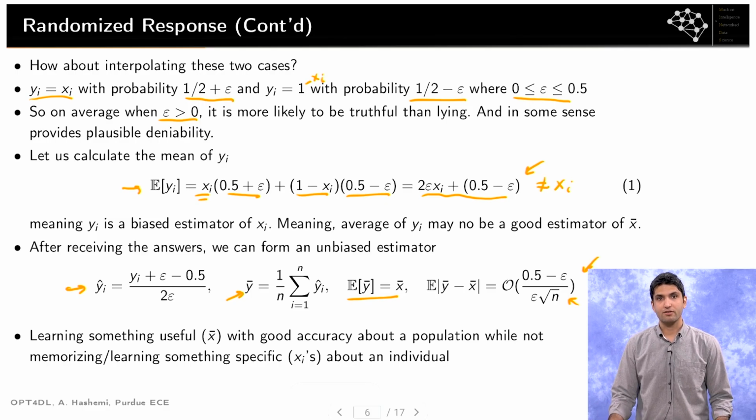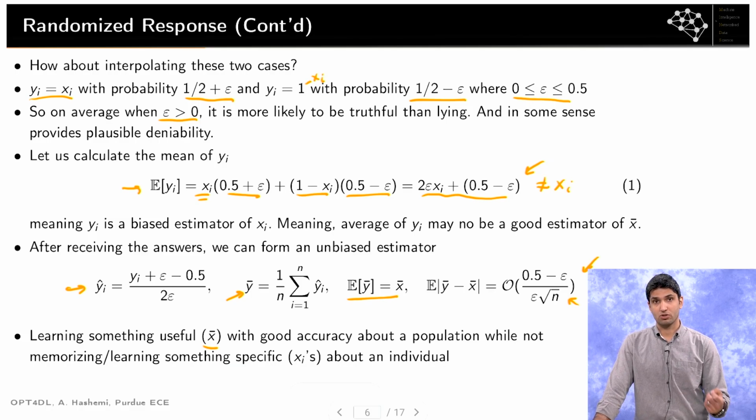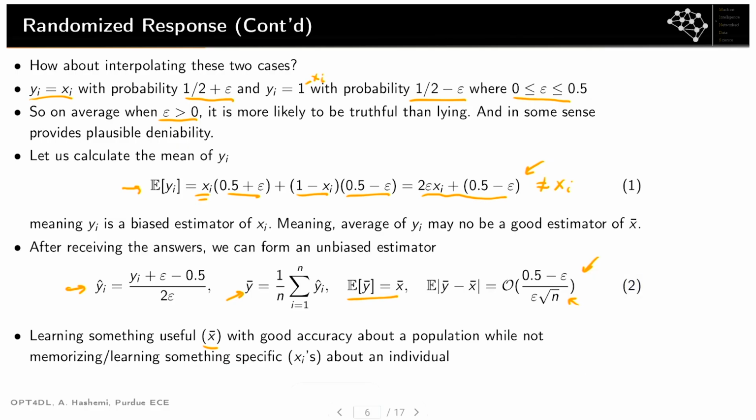So this is doing exactly what we intended. We are learning something useful, in this case the true fraction, with very good accuracy about the population, and we are not memorizing or learning something specific about the xi's, because the responses provided by professors are perturbed with noise to maintain some degree of plausible deniability and therefore some degree of privacy. So this is a simple example of showing the power of including noise to maintain privacy.